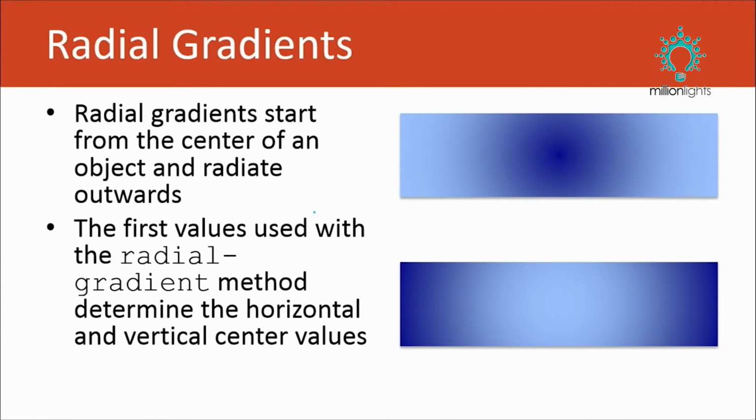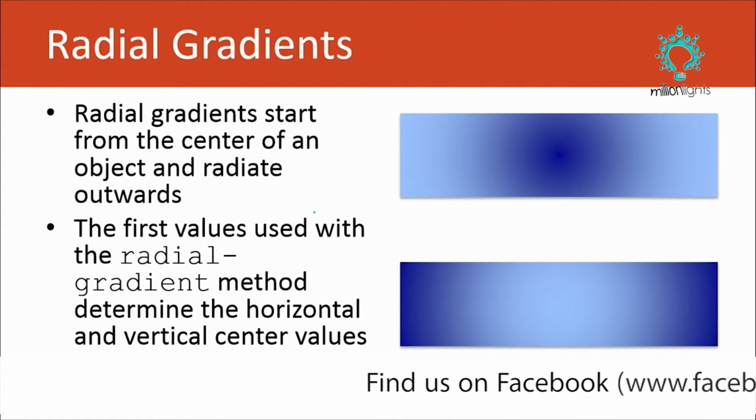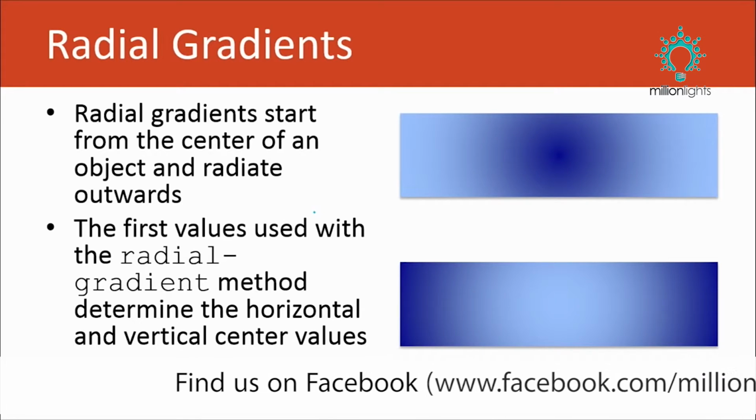All right, so next we'll talk about radial gradients, right? They start from the center of an object and then they radiate outwards. And they actually can take different shapes. They can either be like a perfect circle or they can be an ellipse, which is sort of like an oval, right? And we're talking about a rudimentary definition there. The first values with the radial gradient method are going to determine the horizontal and vertical center values, so where the gradient is going to start.